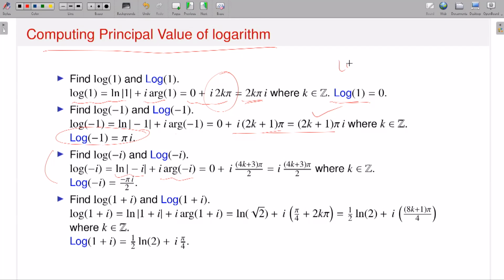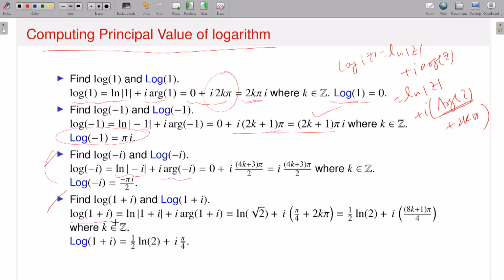Therefore your small log of z is ln of mod z plus i small arg of z, and this is the same as ln of mod z plus i times the principal argument plus 2kπ. So you have to just calculate the corresponding principal argument of the given complex number, like 1 minus i. So these are a couple of examples I have talked about. This is a set valued function, but however this function is single valued and is exactly equal to this kind of form. So this is the kind of computing principal value and normal logarithm, that means small log and capital log.